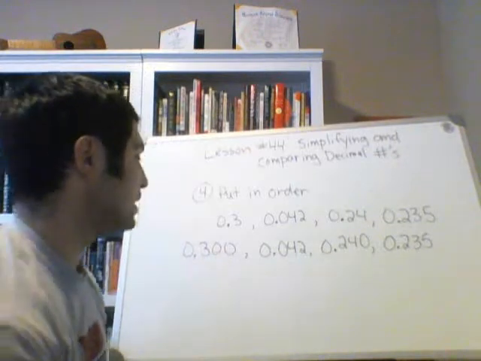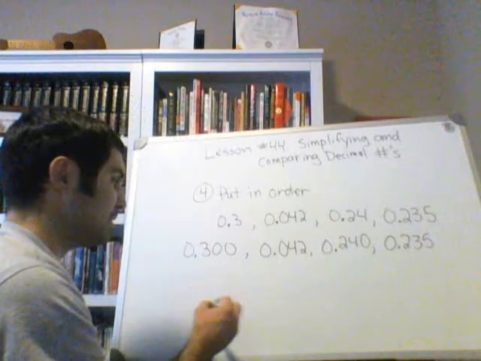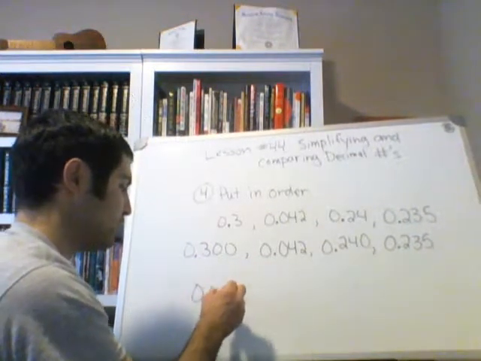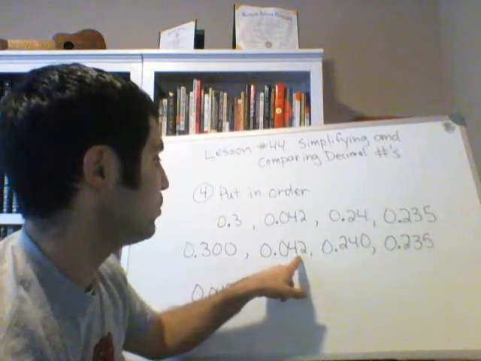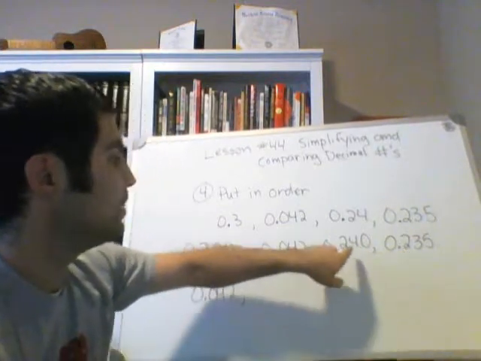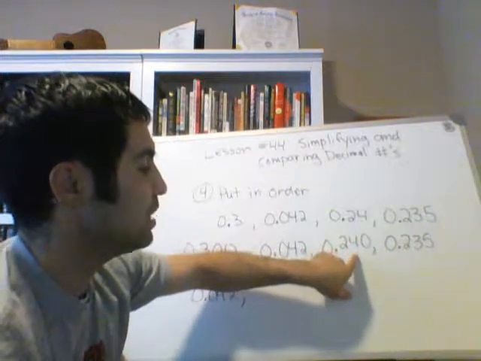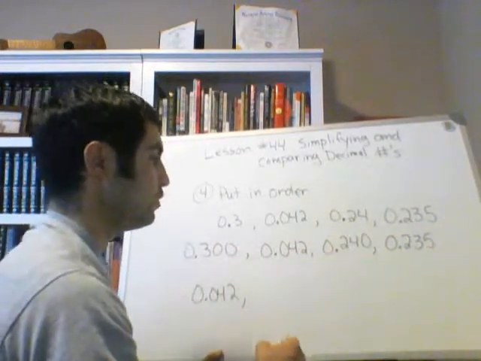So 300 is the largest. 42 is going to be the smallest. So if I want to write this in order from least to greatest, I'm going to put 0.042. That's the least. Then we're going to go to 235 and 240. Which one is larger or smaller? Which one is smaller? That would be 235 because 235 is less than 240.